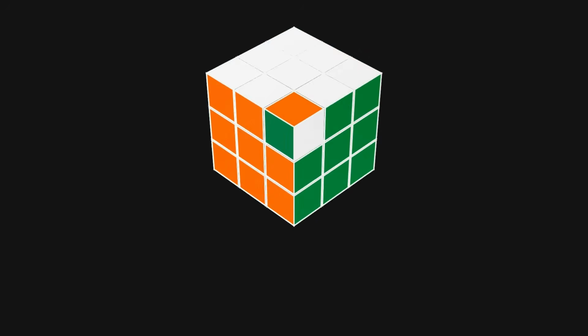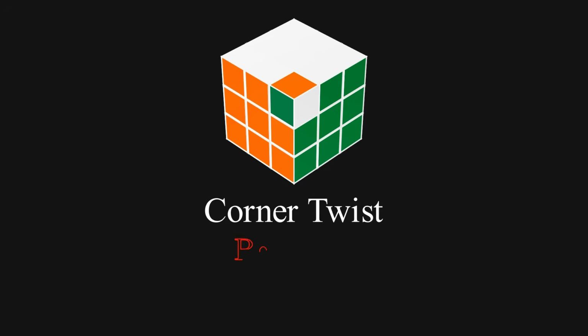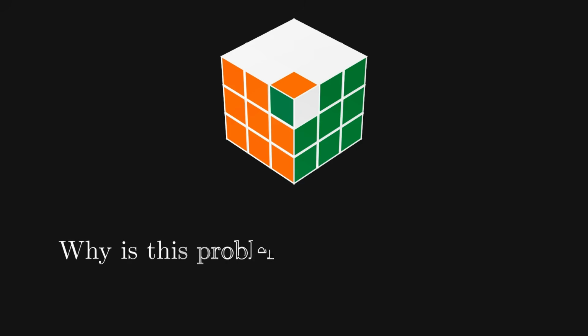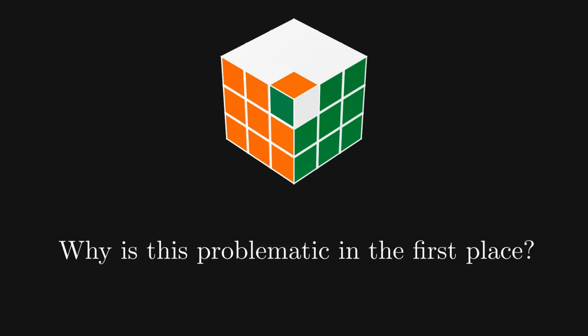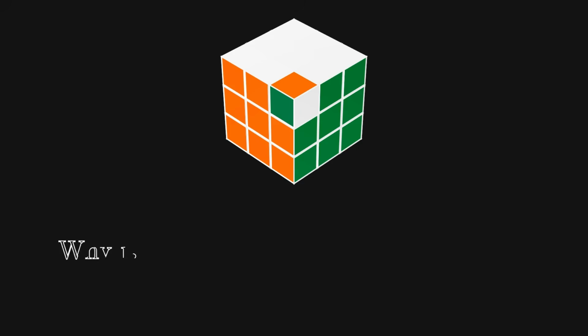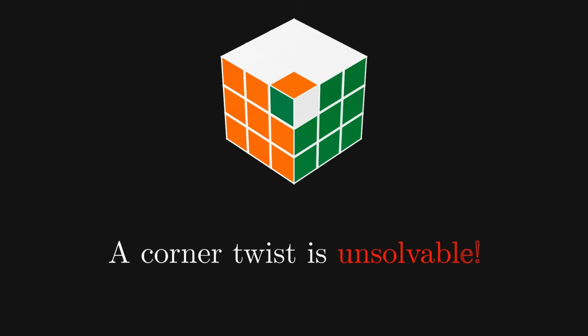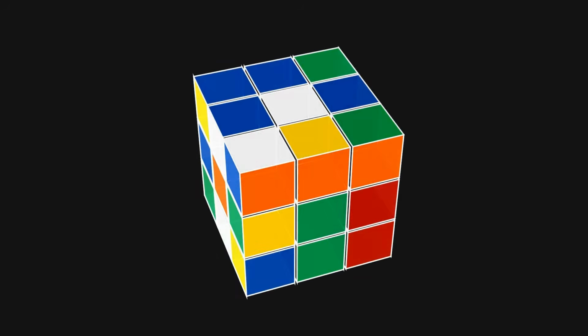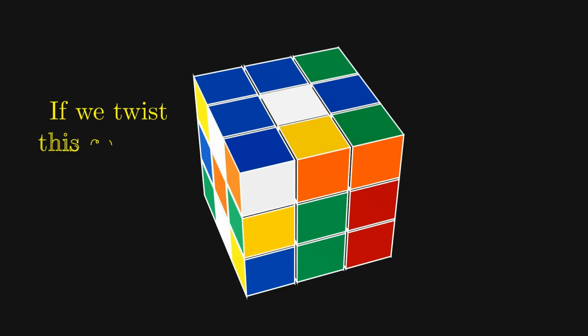This is because Felix got what's known as a corner twist, which caused his record to be rejected. But why is a corner twist problematic in the first place? Can't he just fix it? Well, if you're familiar with solving the Rubik's Cube, you might know that a corner twist is unsolvable. No matter how much you twist or turn the cube, the corner twist will never get corrected using legal moves. This is a very well-known fact among the speed cubing community.